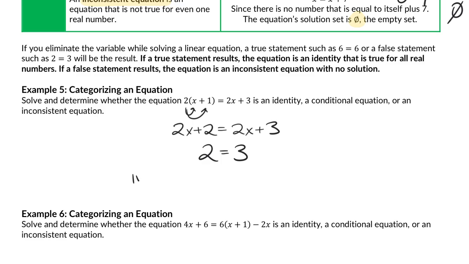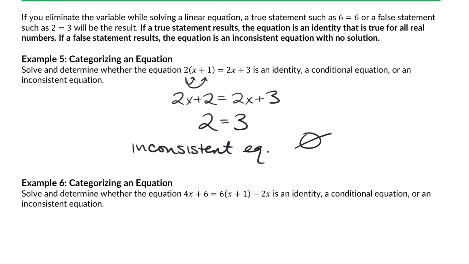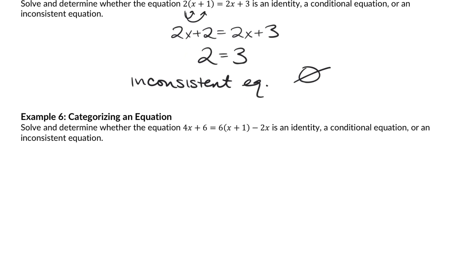So this is called an inconsistent equation, and we would answer with the empty set symbol, meaning no solution. Because that's just wrong. 2 does not equal 3. Not in this type of mathematics. Let's try another one. Example 6.